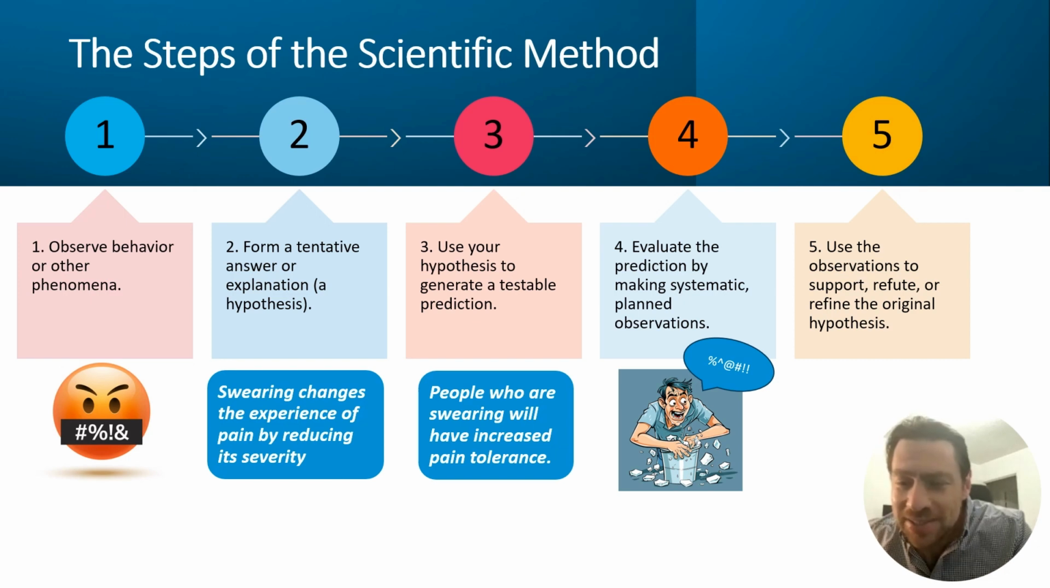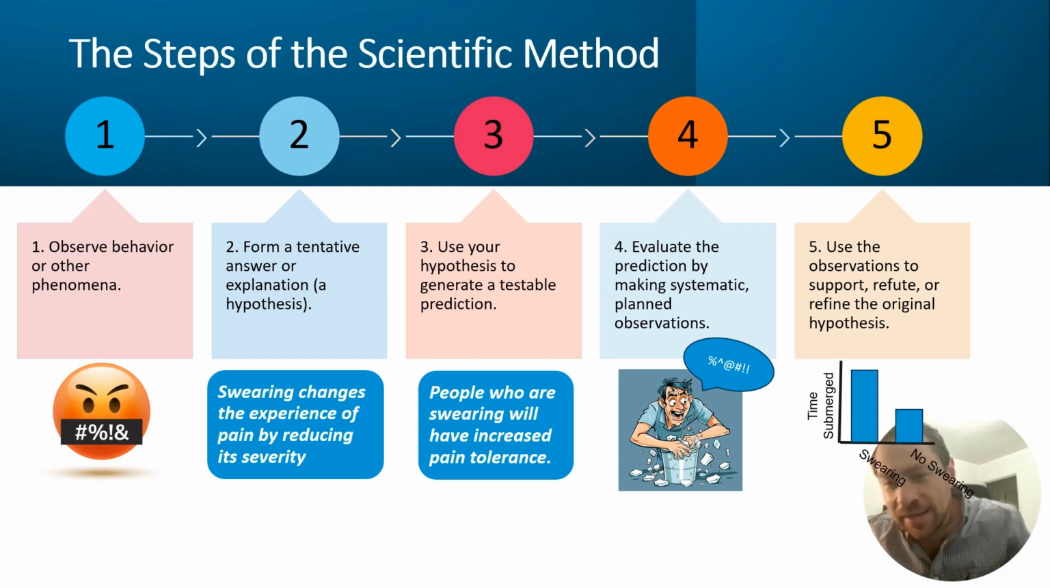And finally, step 5, use the observations to support, refute, or refine your original hypothesis. And so we talked about hypothetical findings in this study and how to interpret each finding in the context of the hypothesis, whether to support, refute, or refine on the basis of the pattern of results. And in the actual study, it was found that people who use profanity actually did have higher pain tolerance, which would support the original hypothesis.